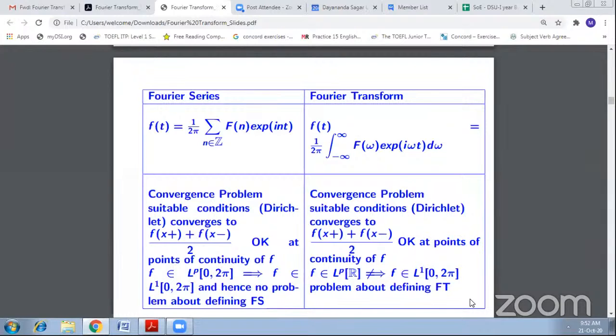In the case of Fourier series, the interval was only a finite bounded interval. In the case of the Fourier transform, our interval is R. The domain of definition of the functions is R. It's an unbounded interval, so we don't have the luxury that Lp integrable implies L1 integrable.